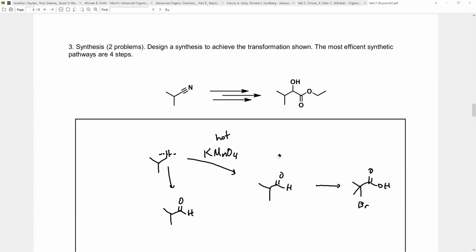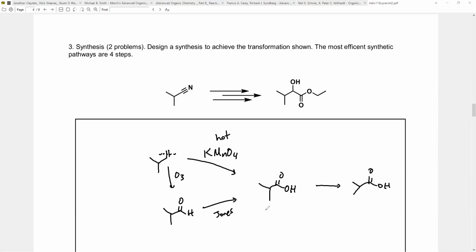Oh, sorry, this should not be an aldehyde. This should be a carboxylic acid. Apologize. So either way, either one of these would work. They would both be accepted, to be honest. But I know a lot of you would probably rather do it this way because then it's just 2 steps. So it's something you could do. It's not that it's not allowed, but cool.